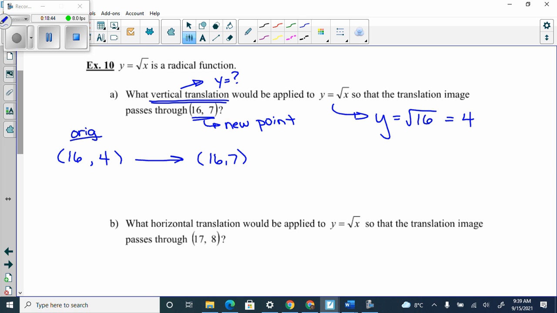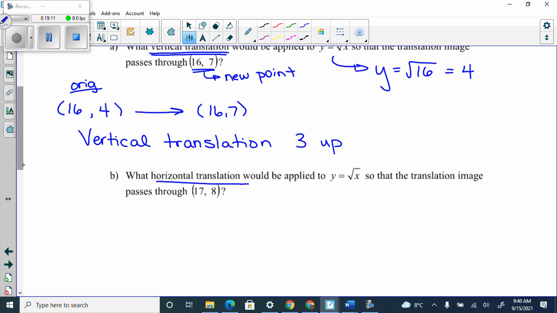So what did we do? Vertical translation 3, what? Up, because we went from 4 to 7. The next one you're going to try on your own, it's a horizontal translation only happened though. So now your what doesn't change? Your y. Try it out.